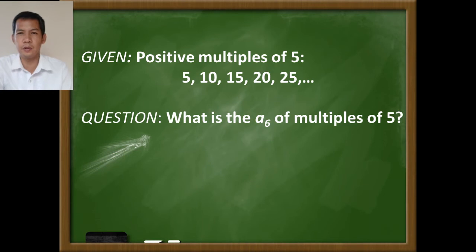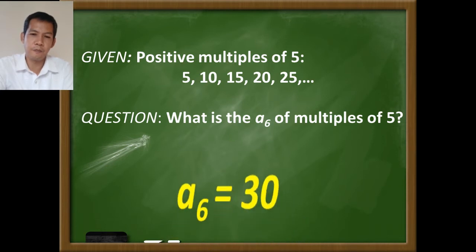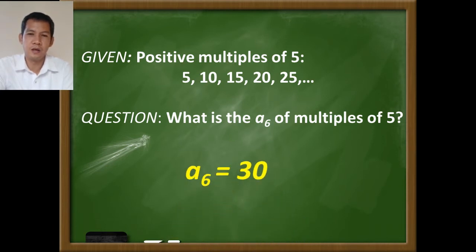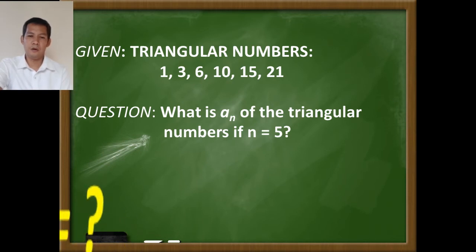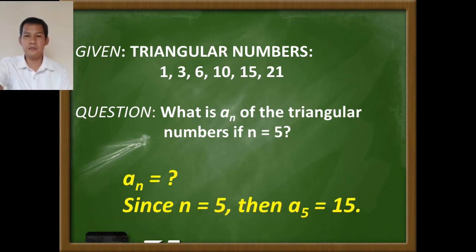Next, given the positive multiples of 5, what is A sub 6 or the sixth term of the multiples of 5? If your answer is 30, you are right. Next, given the triangular numbers 1, 3, 6, 10, 15, 21, what is A sub n or the nth term of the triangular numbers if n equals 5? Okay, since n equals 5, then A sub 5 equals 15. This means that the fifth term is 15.